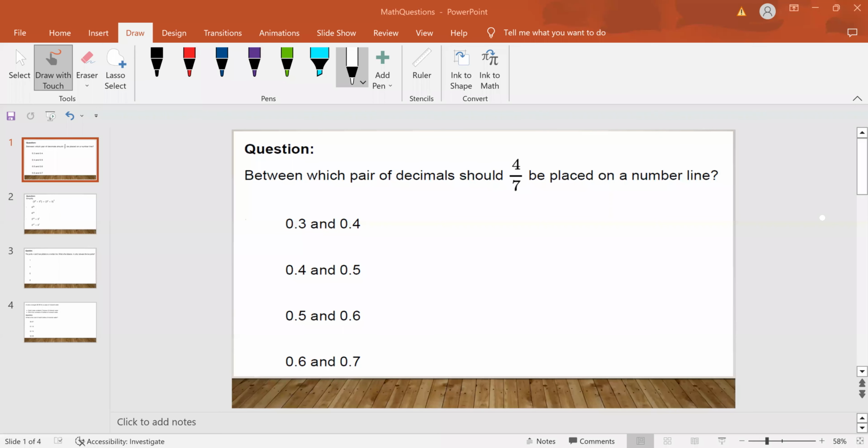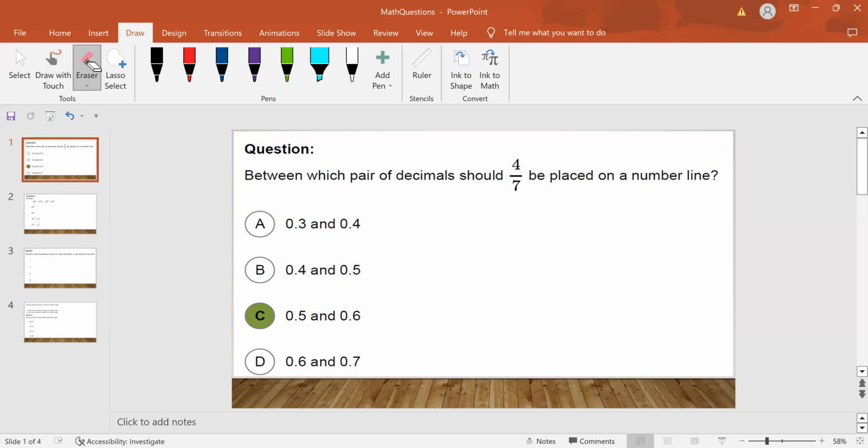Question: between which pair of decimals should 4/7 be placed on a number line? The best thing to do here is to pause the video and try to solve this question by yourself before you continue to check if you get the correct answer. But I can tell you that here the correct choice is the third choice. So C.